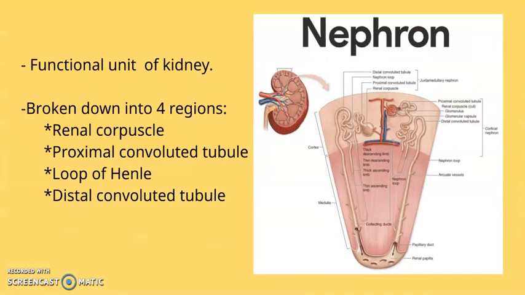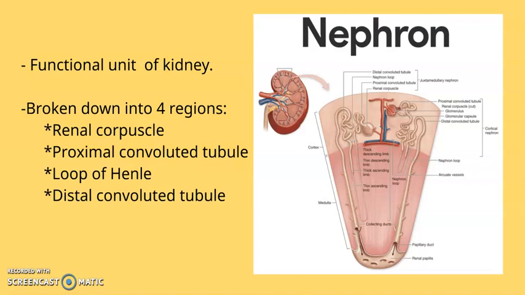As I mentioned earlier, the nephron is a functional unit of the kidney, and they are distributed mainly through the outer cortex of the kidney. A nephron can be broken down into four regions. The first is the renal corpuscle, which is the filtration area of the nephron. It consists of the glomerulus, which is a network of capillaries. The renal corpuscle also consists of Bowman's capsule, which is a chamber that surrounds the glomerulus.